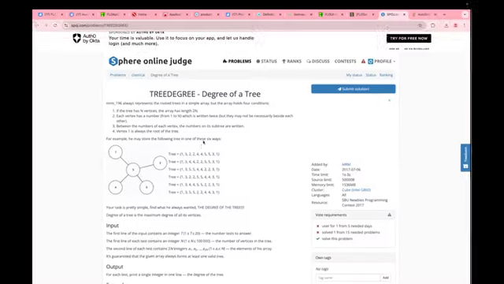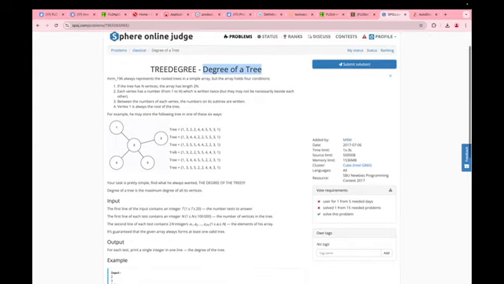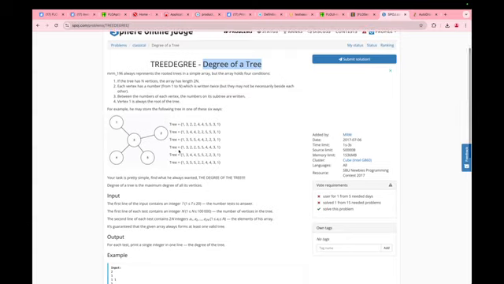Hey everyone. So today we'll be discussing a problem on Sphere Online Judge. The problem name is tree degree, degree of a tree. So we will first understand the problem statement, the approach to do that, the input and output, and then I will quickly jump to the solution, how to implement the approach that I discuss. So let's go to the problem.